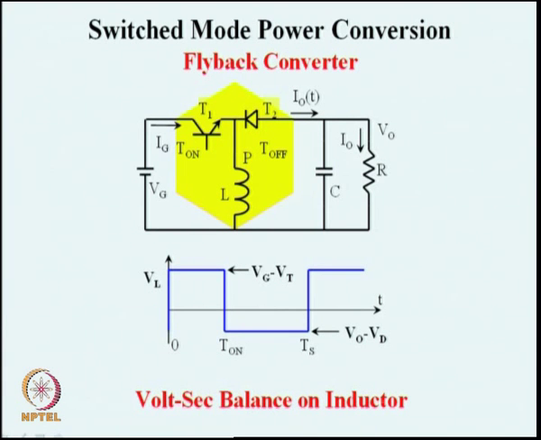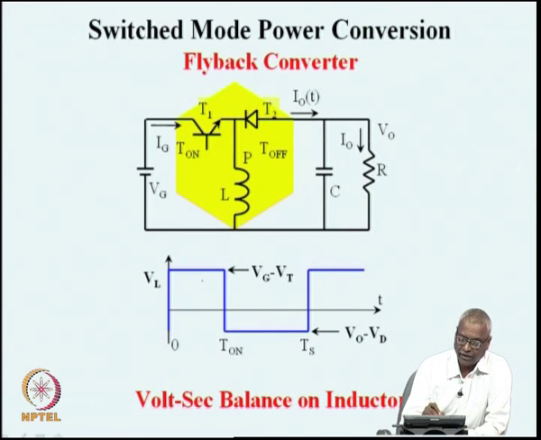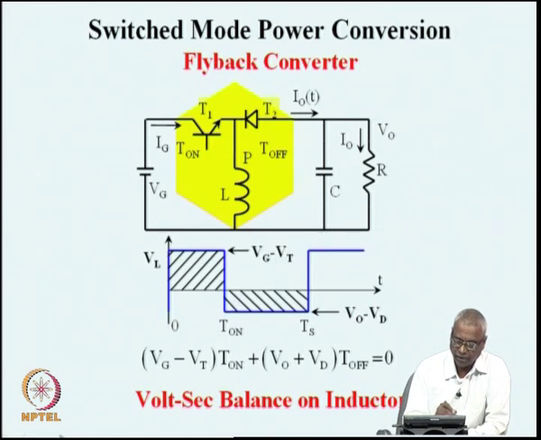The volt second balance on the inductor is now Vg, the supply voltage, minus the device drop, the transistor drop, during on time, and similarly the output voltage plus the diode drop during the off time. If we now take the volt second balance, we see V naught plus Vd, because the polarity of V naught is negative.